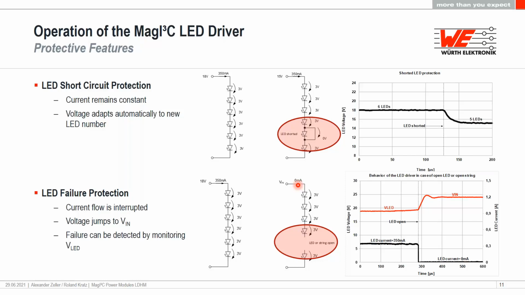This regulation increases the voltage as much as possible to get back to the 350 milliamps, but this is not possible because of the open loop. So the output voltage goes from 18 volts up to the input voltage. This means the voltage at the output of the LED driver is equal to the input voltage.